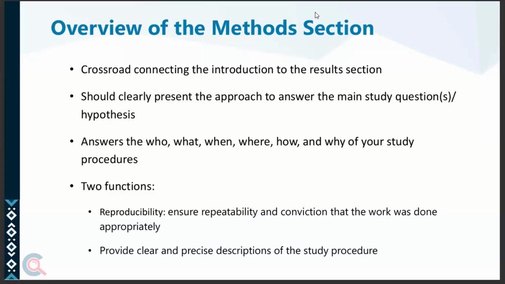The two main functions of the method section, and why it is important to write the method section appropriately, is for reproducibility. Reproducibility ensures the repeatability and the conviction that your work was done appropriately. And secondly, it provides a clear and precise description of the study procedure, which makes your study able to be replicable.